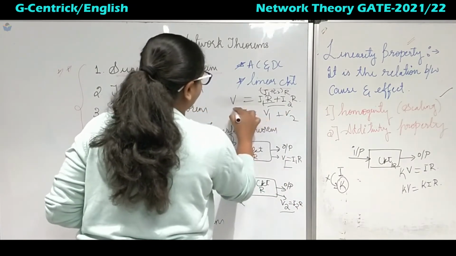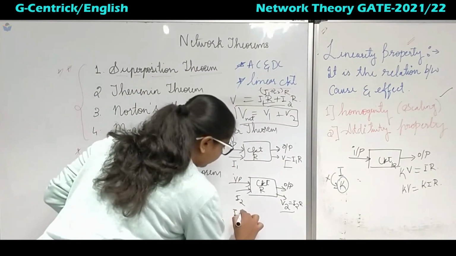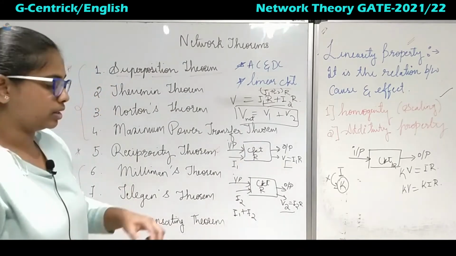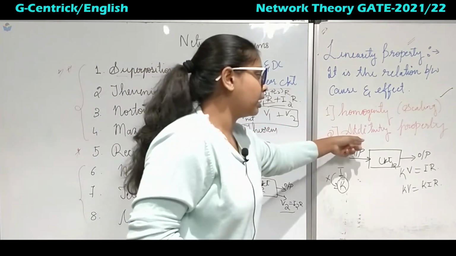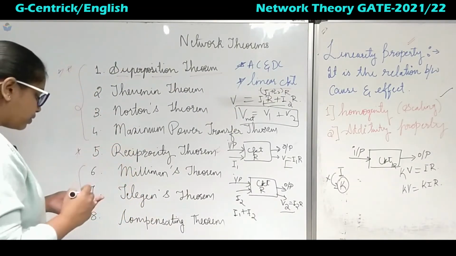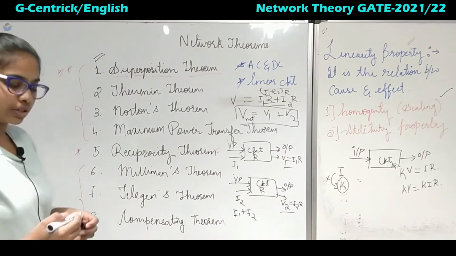So net voltage will be V1 plus V2. So here input will be I1 plus I2. For this input we are getting total net voltage as V1 plus V2. So that we will call it the additivity property. Now after learning this, we will come to our first theorem, that is the superposition theorem.